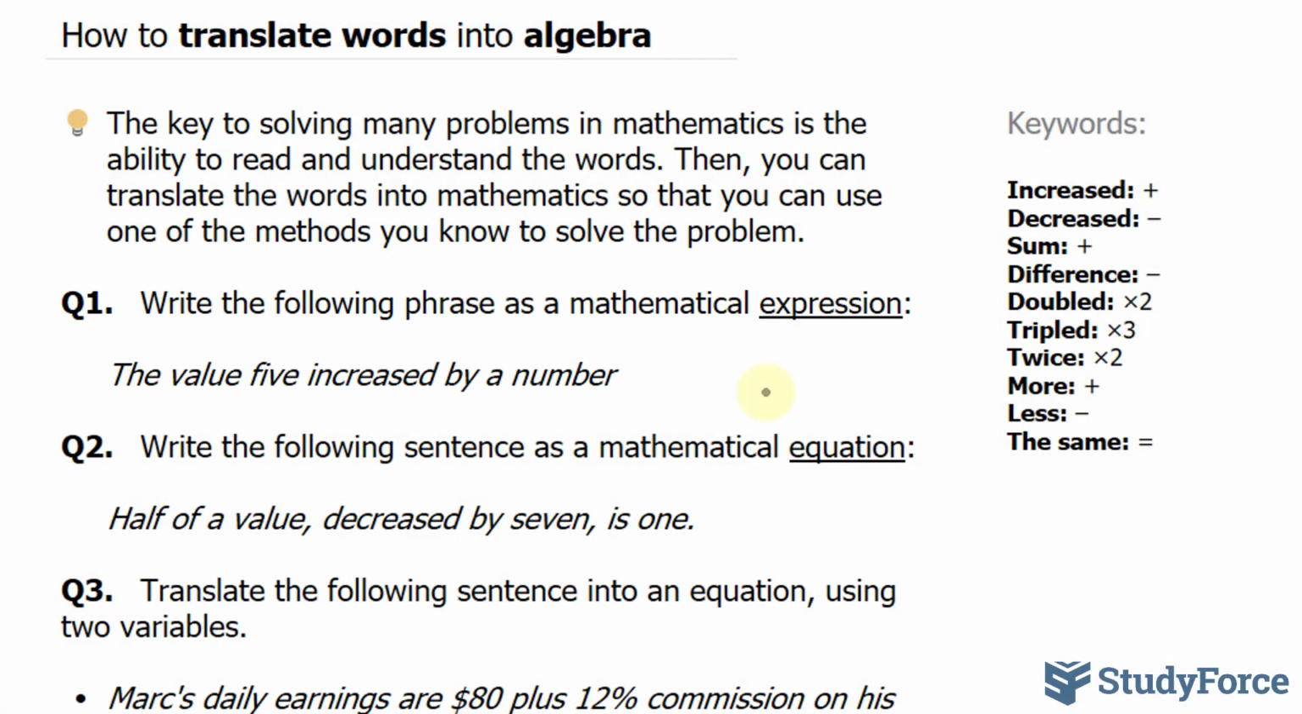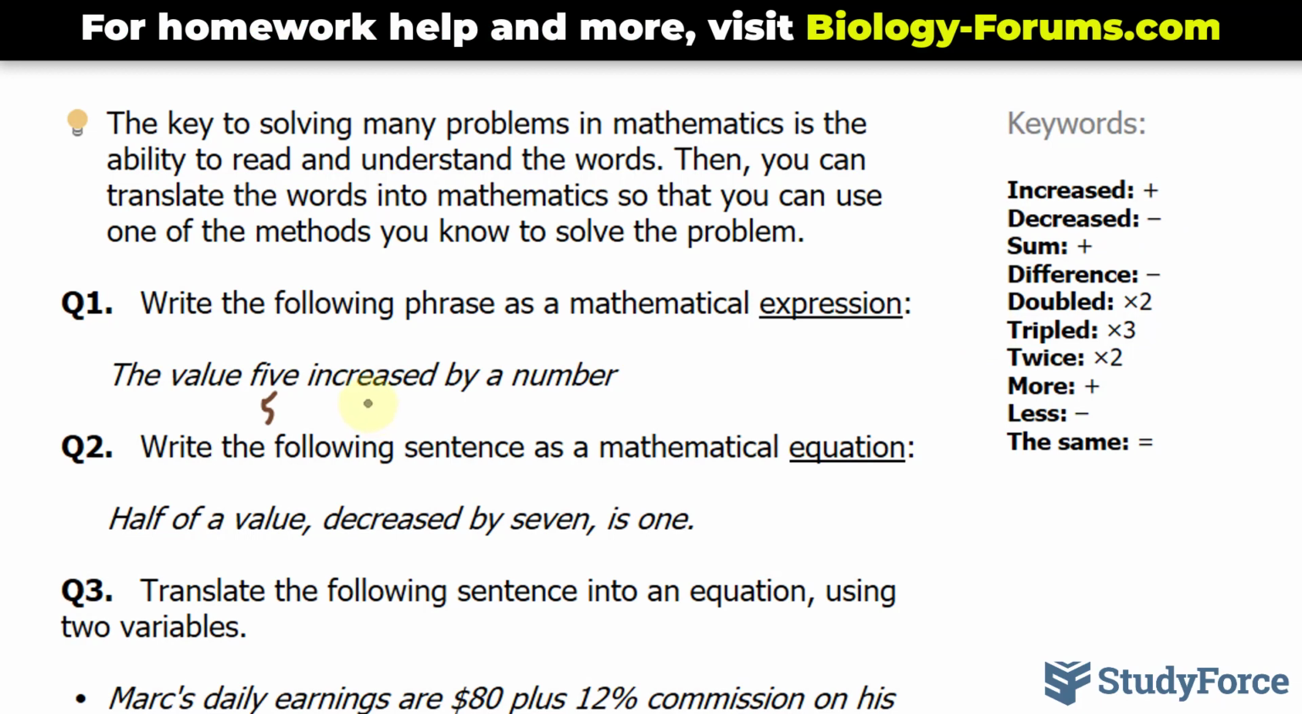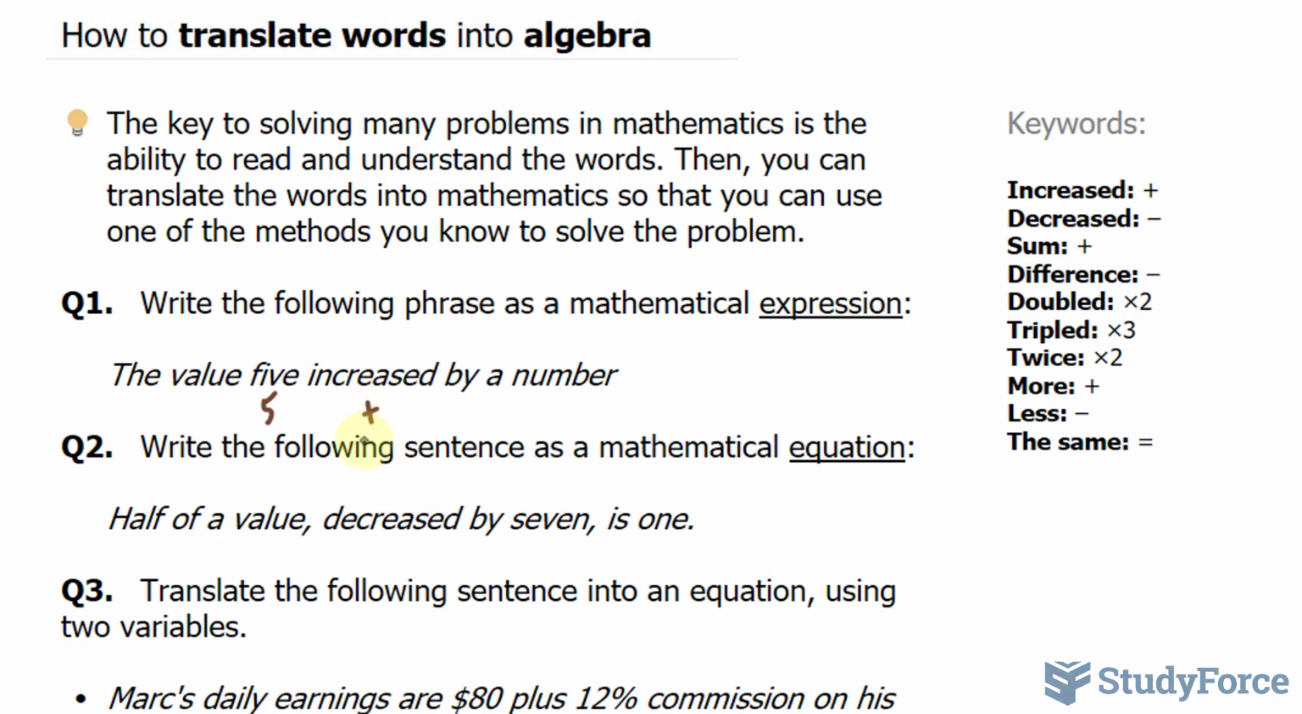The first question reads, write the phrase as a mathematical expression, the value 5 increased by a number. We're told that there's a value 5 and it's being increased. Now if you take a look at these keywords, increased means plus. So 5 plus a number that we don't know, we can represent that by any letter or symbol. I'm going to choose the letter n for number.